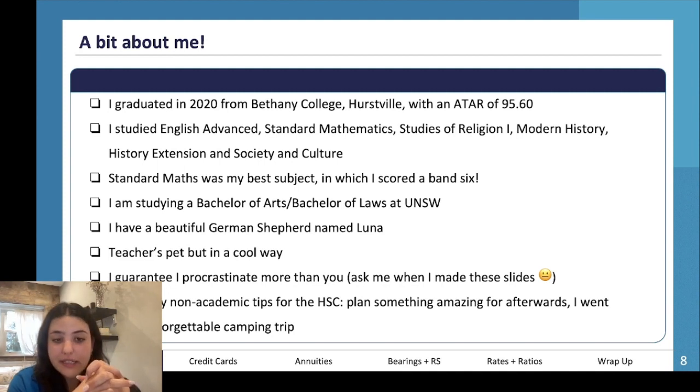I am currently studying a Bachelor of Arts, Bachelor of Laws at UNSW. This will be my 4th year of uni. That is insane to say. I can't even explain to you how quickly it's gone. You will be 25 before you know it. I have a beautiful German Shepherd named Luna.